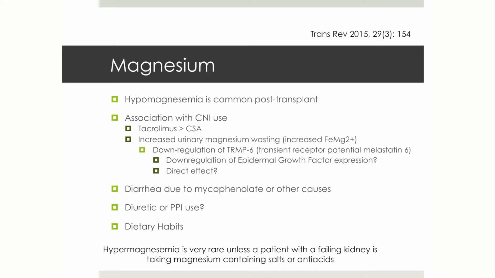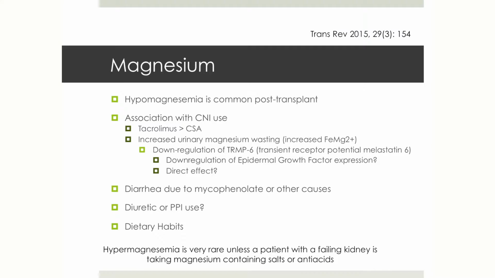There are also other factors. We all know that diarrhea can occur due to mycophenolate or other causes post-transplant. And then there's the question of diuretic or proton pump inhibitor use. It's known in the general population that proton pump inhibitors are associated with hypomagnesemia. But because we give a lot of our patients PPIs, the question is, is this affecting their serum magnesium as well? I will tell you there are no data on diuretics and hypomagnesemia in the transplant patient, but there are data on PPI use, which I'll show you in a minute.